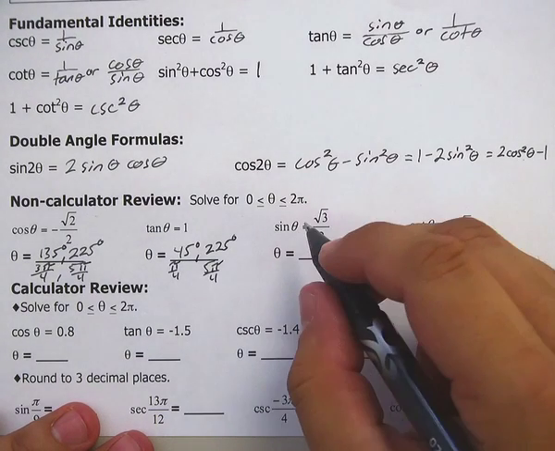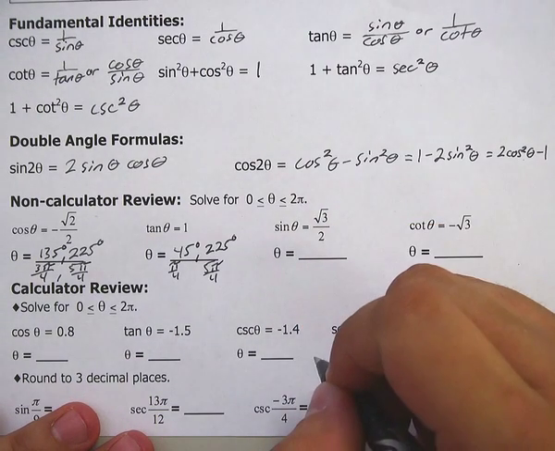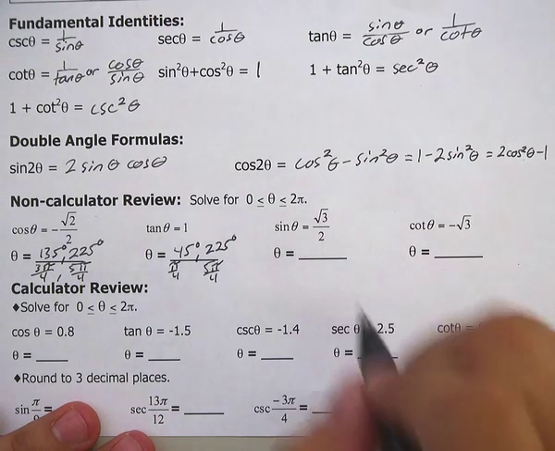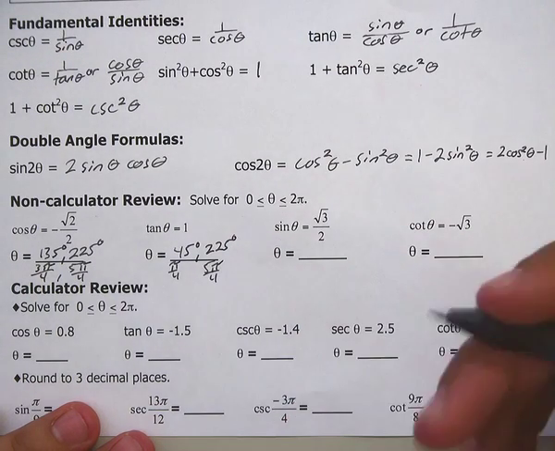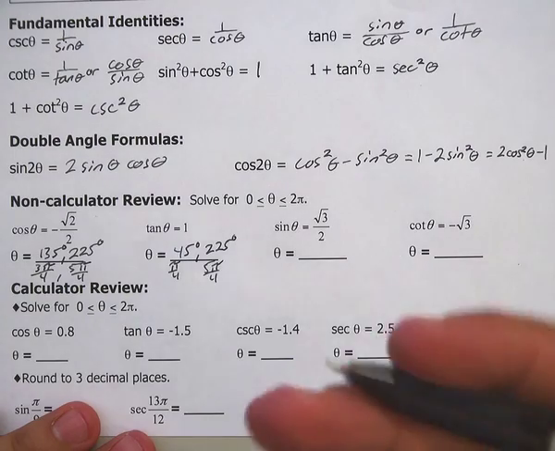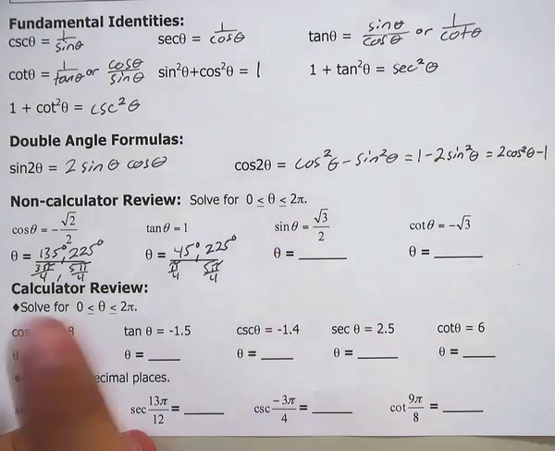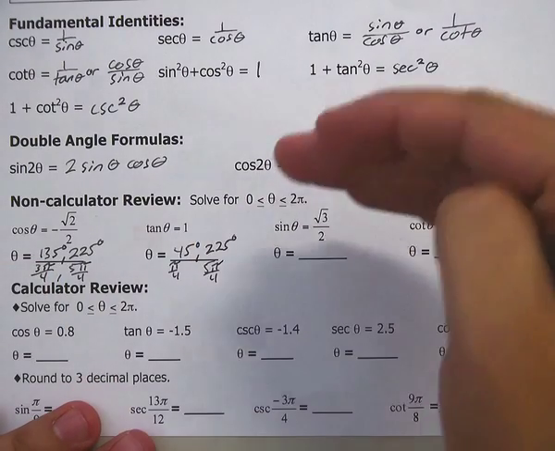Where is sine theta the square root of 3 over 2? Right? Sine theta is the square root of 3 over 2. You're looking at the y value here. So again, you're looking for where sine is going to be positive. Well, you've got two quadrants where sine is positive, your first and your second quadrant. Where is your y value positive?